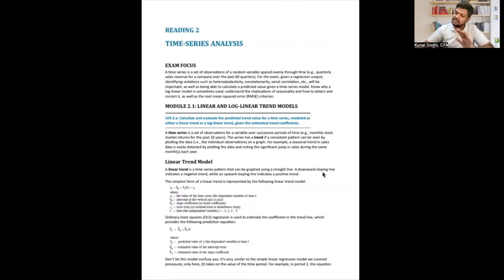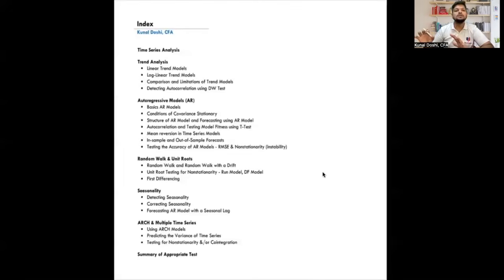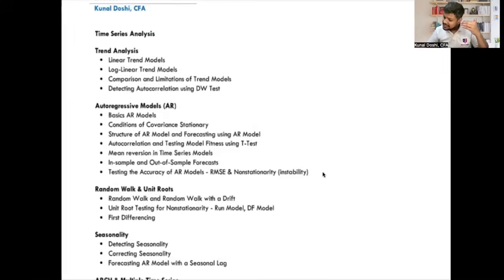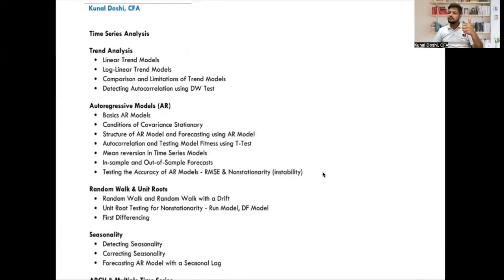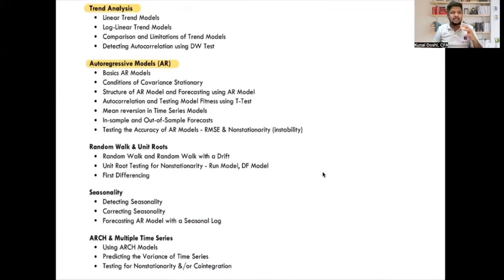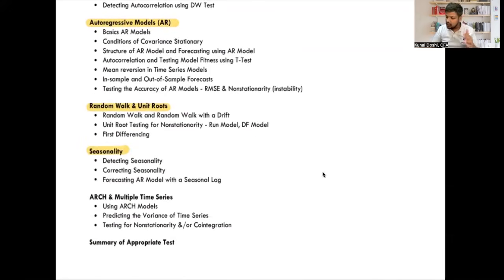So what I've done is that I've just summarized everything in the formula notes. You can see here trend analysis is what we are going to start with first, and then we will do auto-regressive models. This is very important, correct? Then there are a few more things like random walk and unit root, seasonality, how to detect seasonality in a model, and ARCH and multiple time series. All of these components we will study one by one.